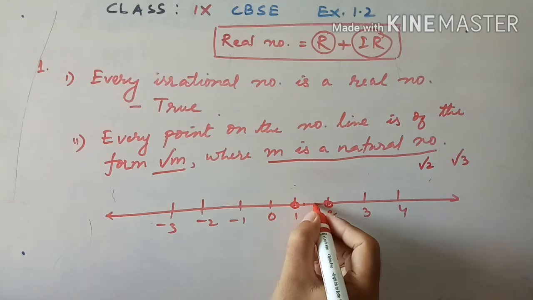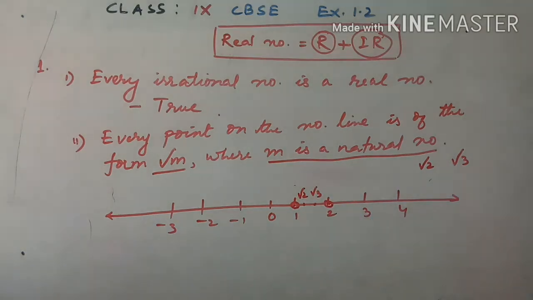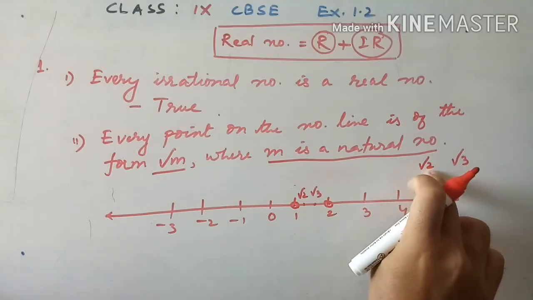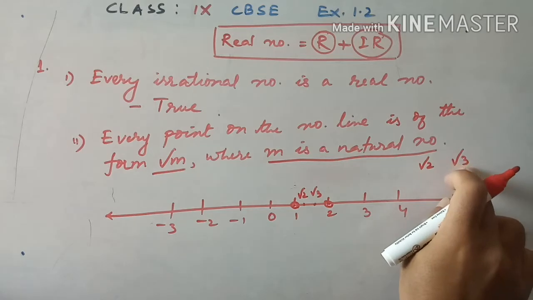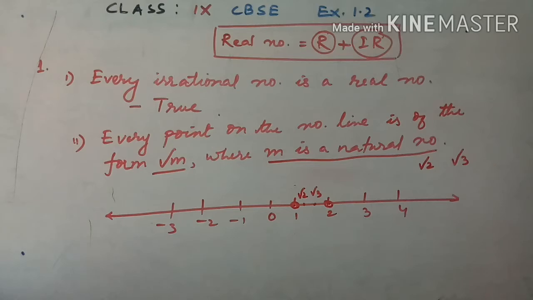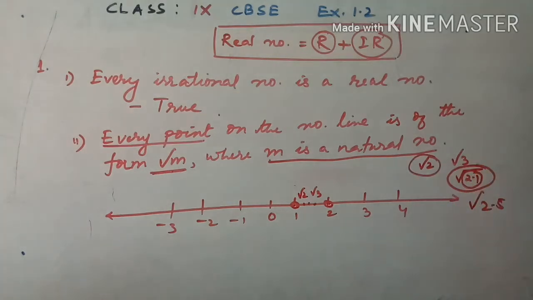Okay, now square root of 2 also can be represented somewhere, it will be here. Square root of 3 also will come here. This is square root of 2, square root of 3. Okay, this type of number, square root of 2 and square root of 3 with m a natural number, all can be represented on the number line. Then 2.1 is not a natural number, but anyhow we can represent it on the number line.